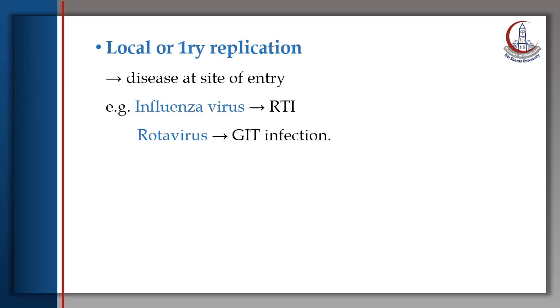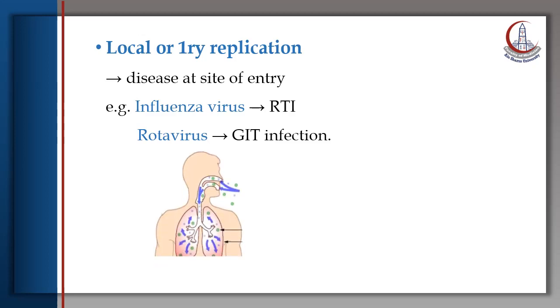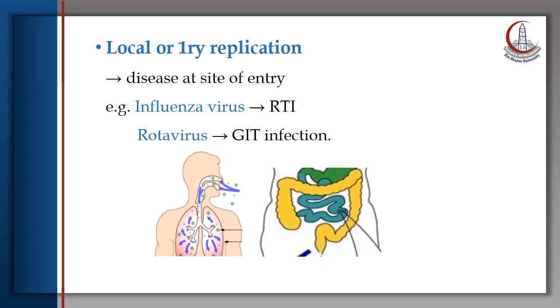After the virus enters the body, it replicates at the site of entry. Some viruses cause disease at the site of entry, a local infection, as the influenza virus causes respiratory tract infection and the rotavirus causes GIT infection.